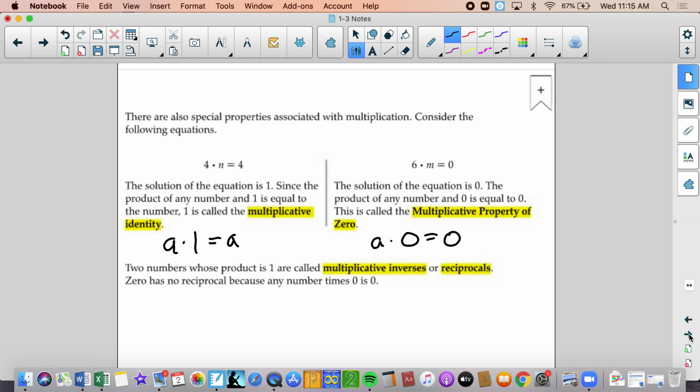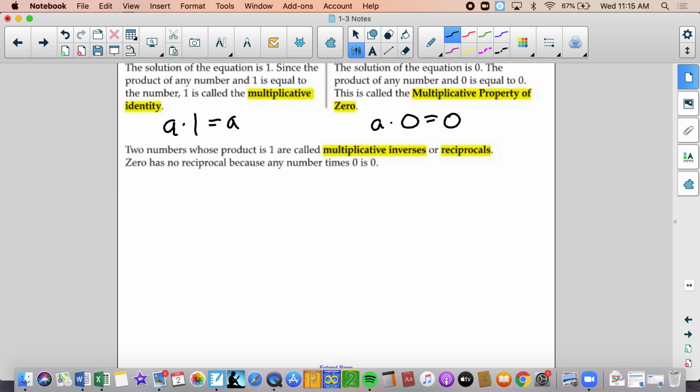Two numbers whose product is 1 are called multiplicative inverses or reciprocals. So yes, the inverse is going to deal with the reciprocals. We say A times 1 over A equals 1. And this is the inverse in multiplication. Multiplicative inverse is much different than additive inverse, or we know it as reciprocals. So reciprocals are really important.